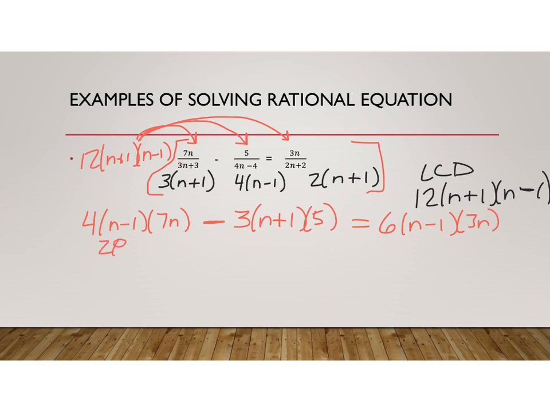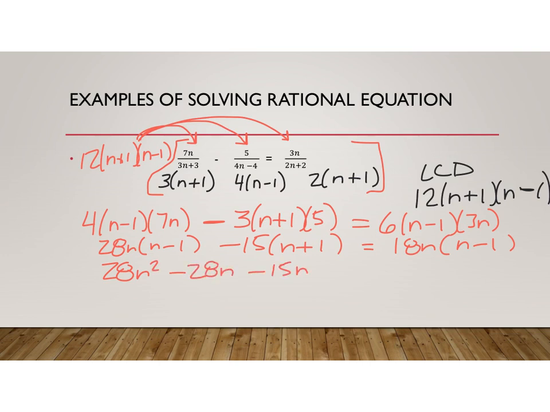So here I've got 28n times n minus 1, minus 15 times n plus 1, equals 18n times n minus 1. Distributing: 28n squared minus 28n minus 15n minus 15 equals 18n squared minus 18n. And now you can see that we have a quadratic equation.